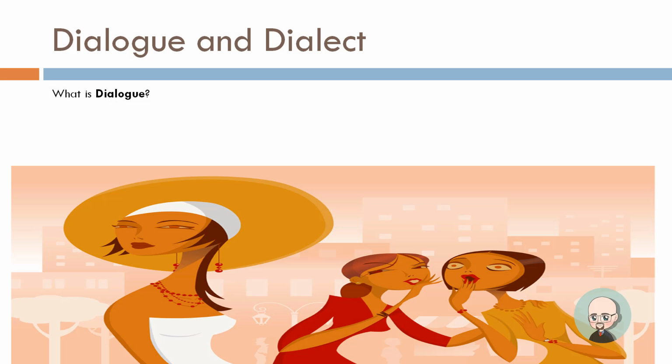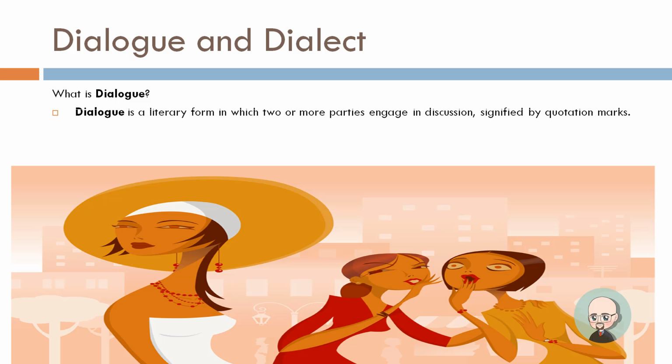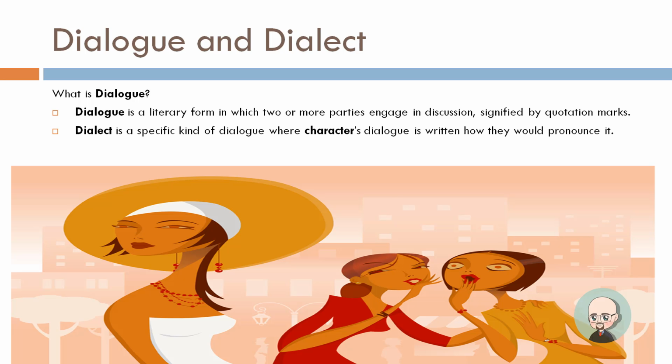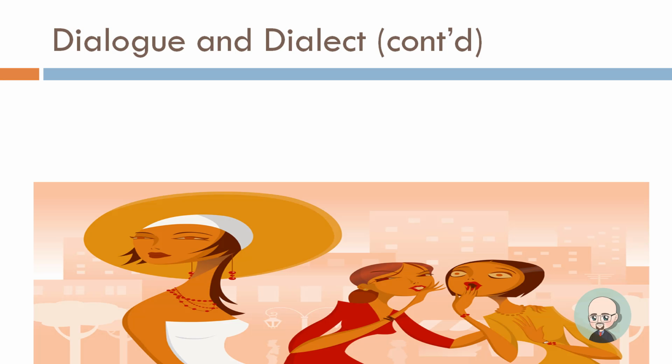Okay, dialogue and dialect. What is dialogue? Okay, dialogue is a literary form in which 2 or more parties engage in discussing, signified by quotation marks. 2 people are talking. Dialect is a specific kind of dialogue where characters' dialogue is written how they would pronounce it. Okay? So what can dialogue tell us about characters? It can tell us their origins, where they're from. Okay? So I'm going to give you 2 examples, and we're going to talk a little bit about it.